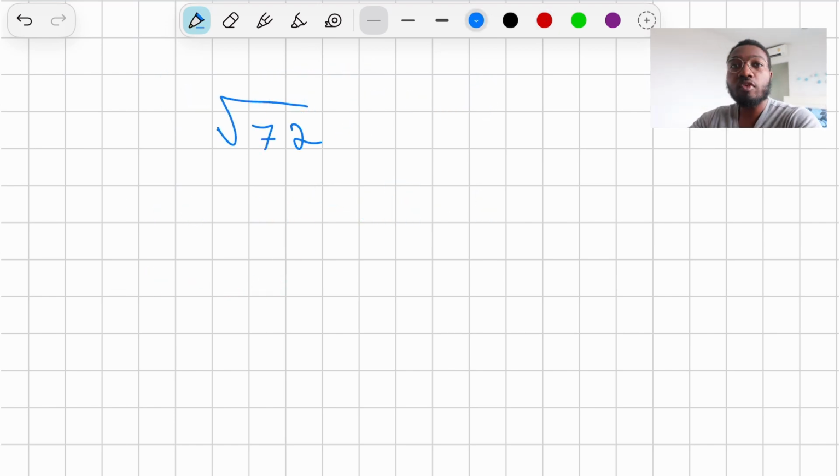Let's look at the square root of 72. So again, we're looking for square number factors.